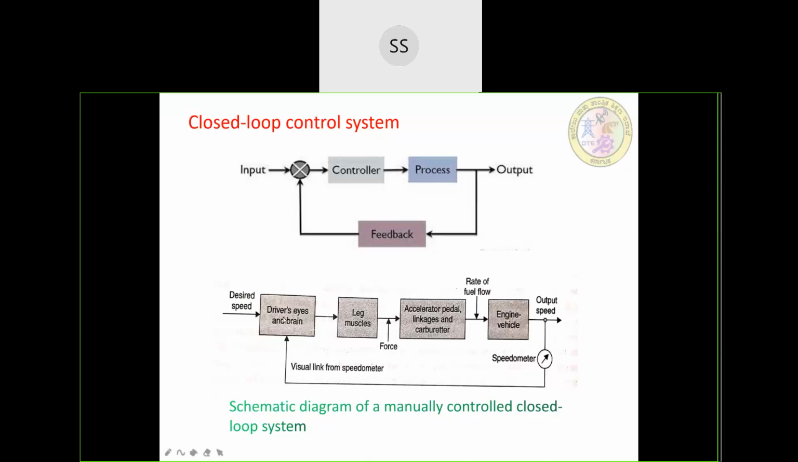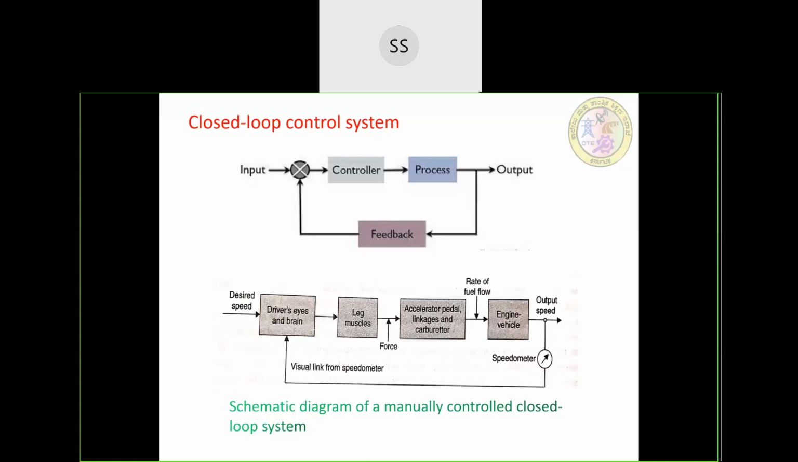As soon as the driver recognizes that the desired speed of 60 kilometers per hour is not reached, he will increase the force on the accelerator pedal with an intention of increasing the speed. Because of that, the output may go to 80 kilometers per hour. But again the desired speed of 60 is not reached, as it is still more than the desired value. In that case, the driver will again reduce the force on the accelerator pedal. So now the speed reduces, and probably this time he may reach exactly 60.